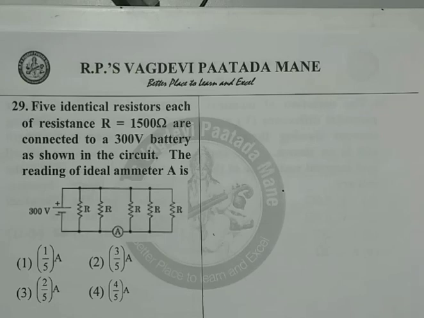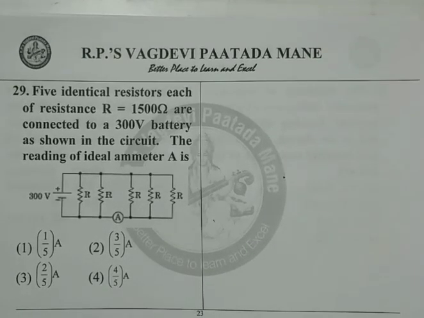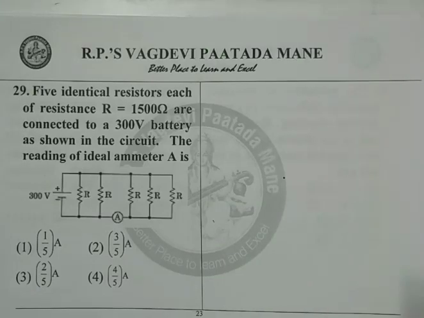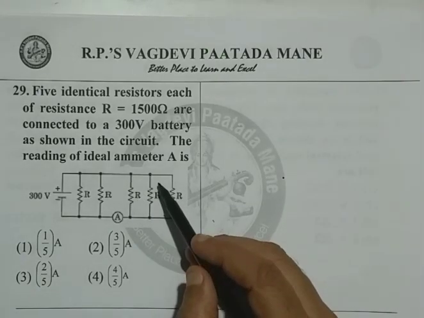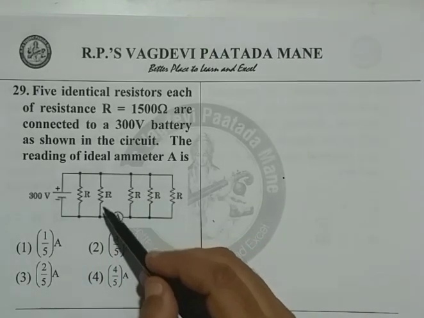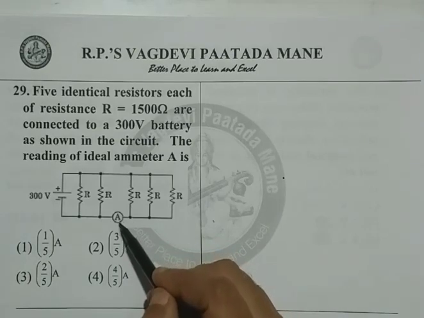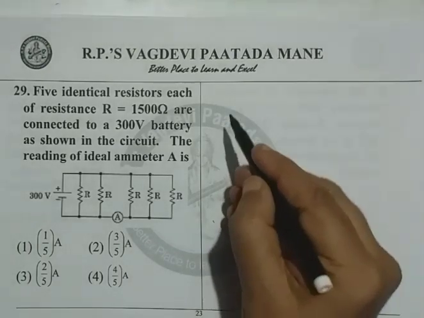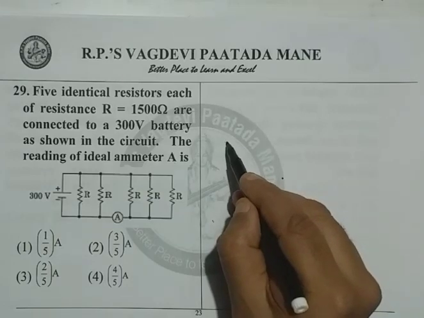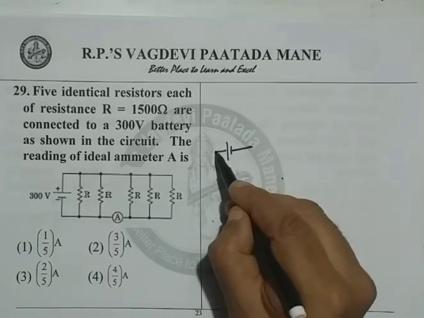Now, 29th question. 5 identical resistors, each of resistance 1500 ohm, are connected to a 300 volt battery as shown in the circuit. The reading of the ideal ammeter is. Observe here, these two can be taken to be in parallel, these two taken to be in parallel. In between we have an ammeter. I can simply write this circuit like this.